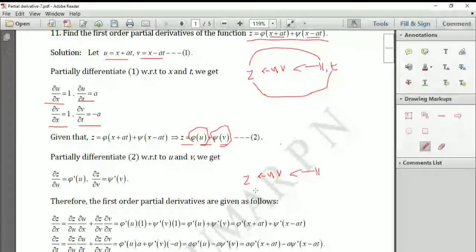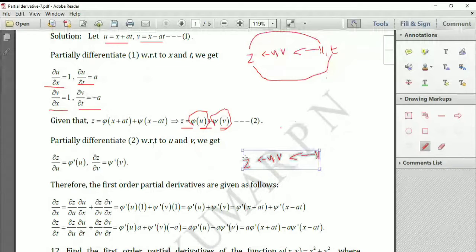So that's the reason. Let us find out what is your dou z by dou x. Very simple. Dou z by dou x equal to dou z by dou u into dou u by dou x plus dou z by dou v into dou v by dou x. That's the second term.